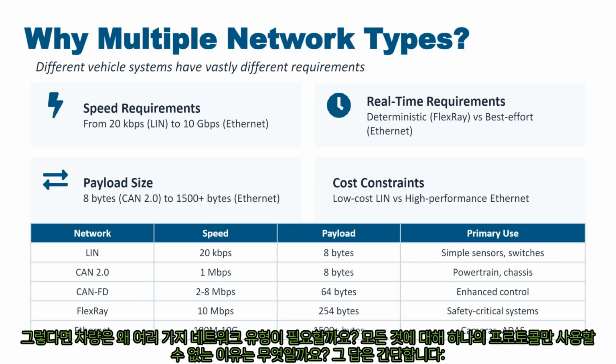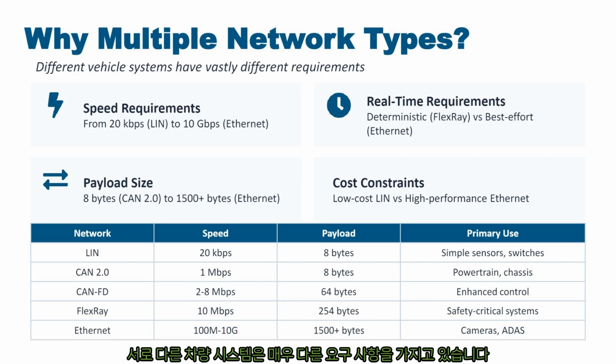So why do vehicles need multiple network types? Why can't we just use one protocol for everything? The answer is simple. Different vehicle systems have vastly different requirements. Let's break this down into 4 key areas.